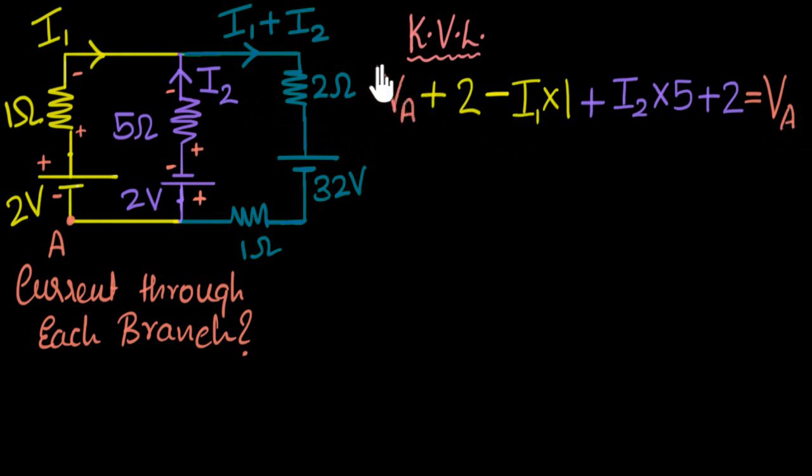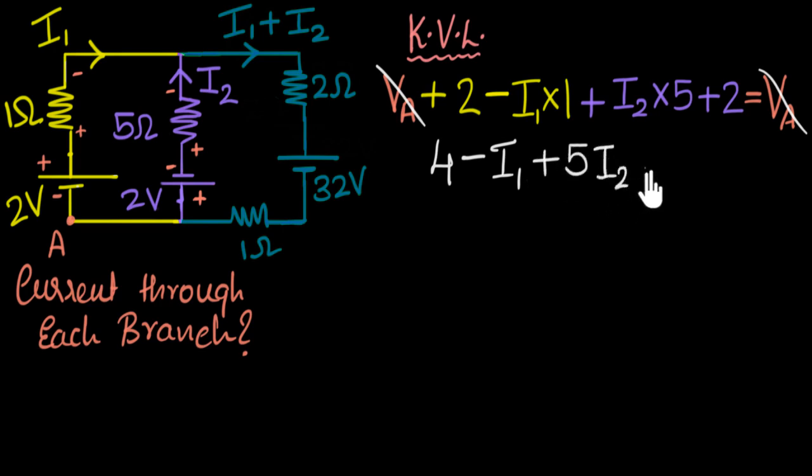Okay, now all I have to do is go ahead and reduce this. So VA cancels out on both sides. And notice what I end up with. I end up with 2 plus 2 is 4, minus I1, plus 5I2, equals 0. One equation down, one more to go.